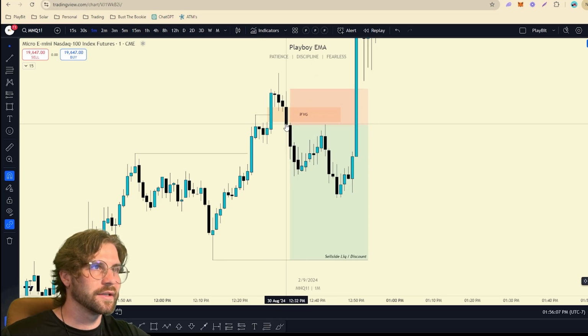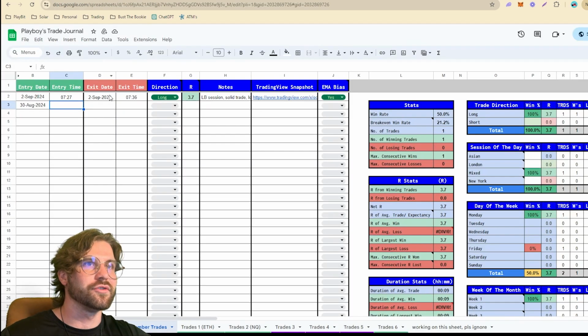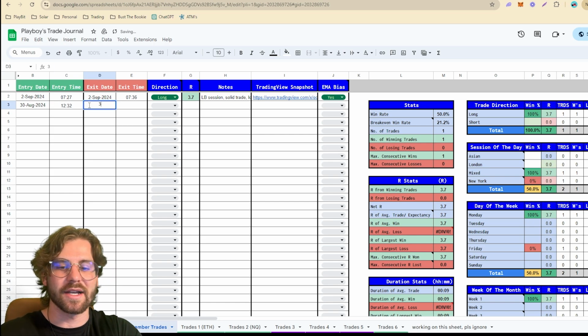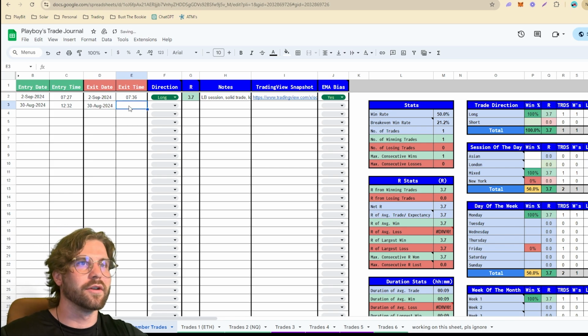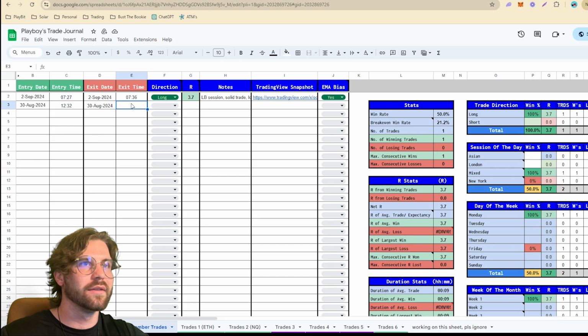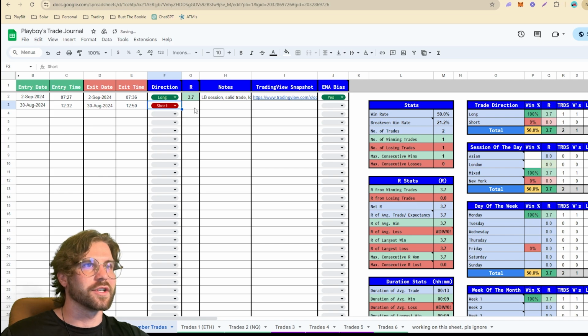CMP at 12:32 PM. This is PST. Exit date was the exact same day, so that's 08/30/2024. And then our exit time was our stop loss that ran at 12:50. So about an 18-minute trade. Direction was a short. R collected was a -1, so it should populate red.